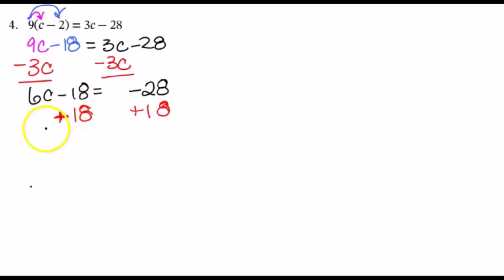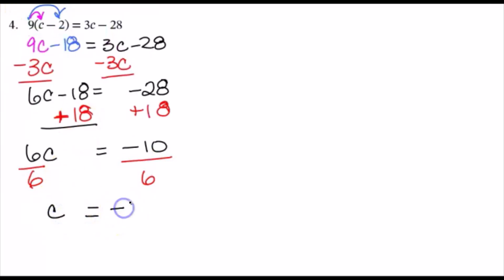So now I have 6c is equal to negative 10. And then I want to divide both sides by 6 because I want the c just by itself. And now I have c is equal to negative 10 over 6.